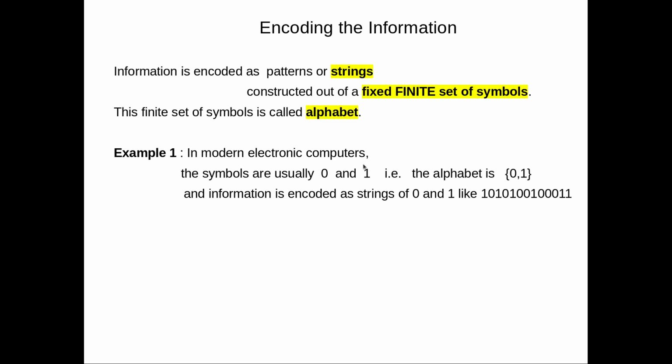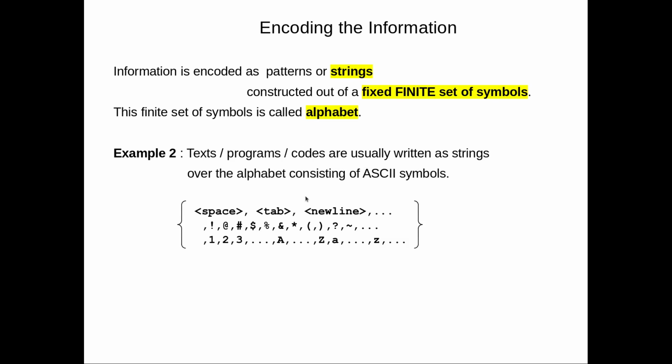Or you can go slightly higher level. Say, consider texts or programs, the codes that you write in C or Python or whatever. They are composed of some characters, right? Each program or text you can see as a sequence of symbols, and the symbols are coming from this set, which is a finite non-empty set. So this is our alphabet in this case, and we construct patterns out of it. That pattern, that string, is our input or output or whatever.